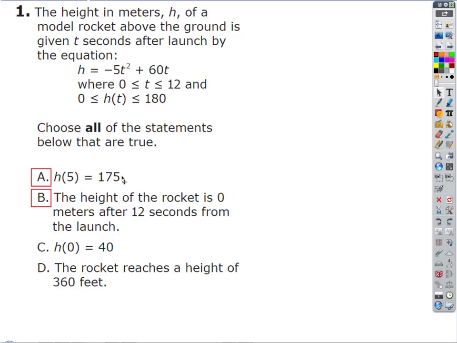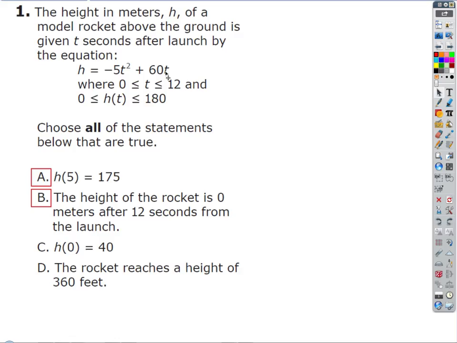The height of the rocket is 0 meters after 12 seconds. Same deal, right? I'm just going to input 12 for t, and I'd get negative 720 plus 720 is 0. So your calculator would tell you it's 0. Okay, so that one's also true. h of 0 equals 40. False. If I input 0, I'm going to get 0 plus 0 is 0, right? h of 0 should be 0, so that's false.